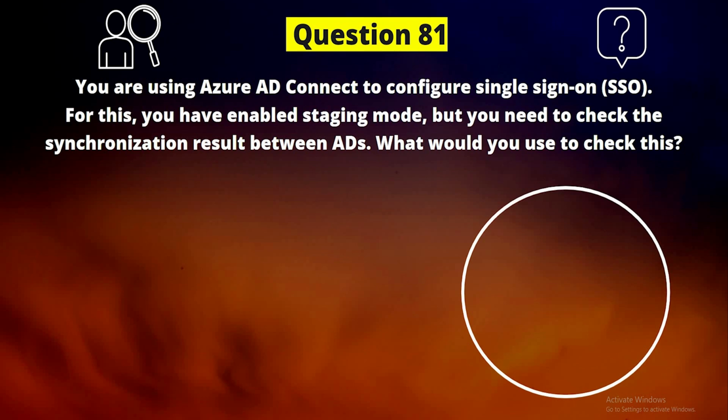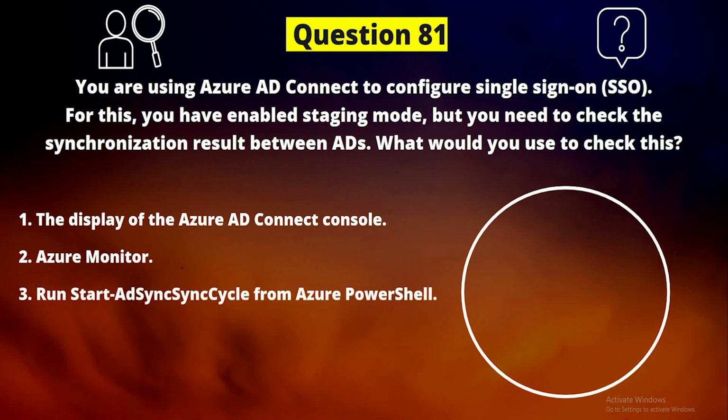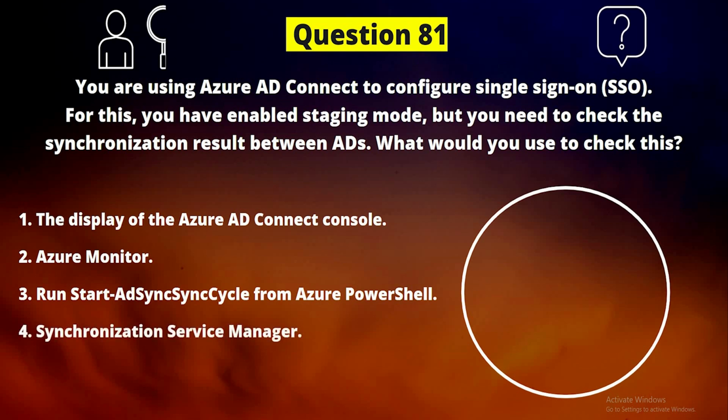Question 81. You are using Azure AD Connect to configure single sign-on. For this, you have enabled staging mode, but you need to check the synchronization result between ADs. What would you use to check this? And the options are: Option 1, the display of the Azure AD Connect console. Option 2, Azure Monitor. Option 3, run Start-ADSyncSyncCycle from Azure PowerShell. Option 4, Synchronization Service Manager.